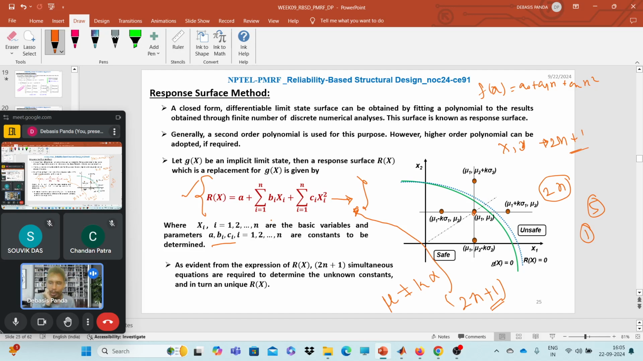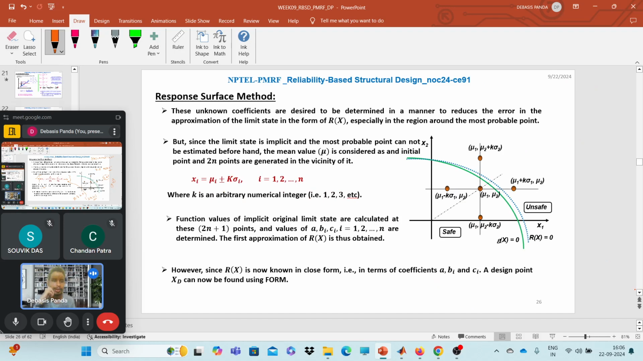Solve them, you will get the unknowns, and finally you will have the response surface here. So first we need to propose the meta model, then we need to sample points around the mean. How? Mean plus minus k sigma. K is a constant generally taken as 1, 2, 3. That means mu plus minus 3 sigma will cover the entire distribution. That is the concept, and you just need to formulate 2n plus 1 simultaneous equations and solve for the unknown coefficients.